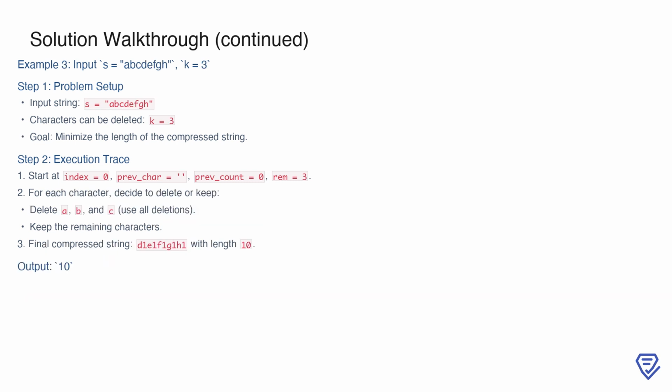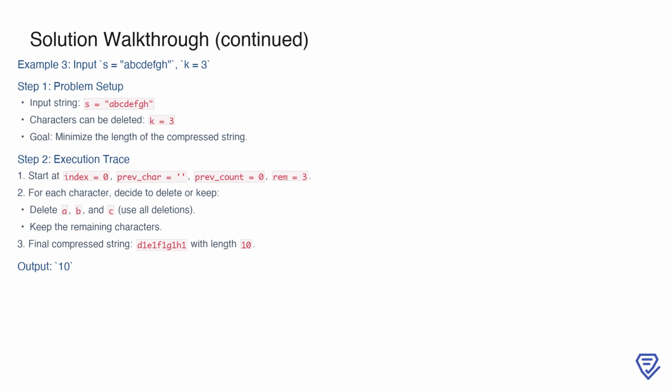5. For the third example, the input is S equals ABCDEFGH with K equals 3. Since all characters are unique, no compression occurs unless we delete some of them. Starting with index equals 0, prev_char equals empty, prev_count equals 0, and rem equals 3, we process each character individually.